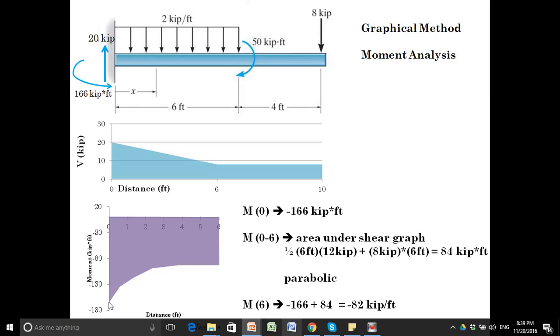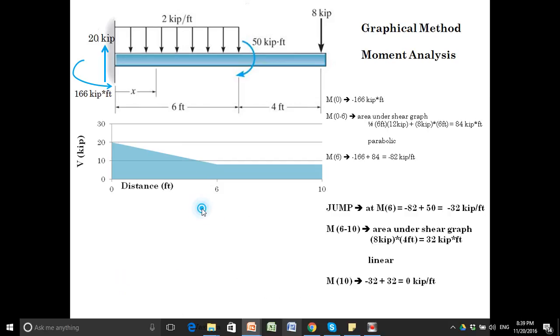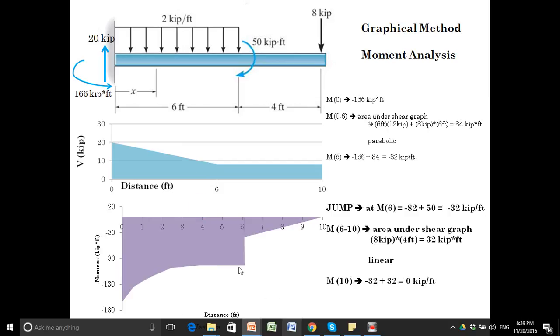So my starting point is determined by this 166. My endpoint is determined by the starting point plus the area under the shear curve. Alright, from there, we're at this negative 82. What do we do next?